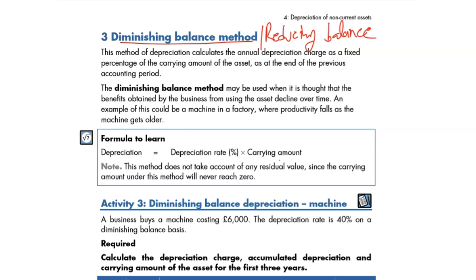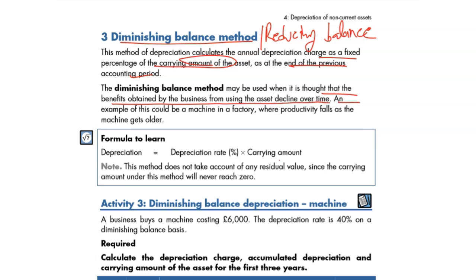Let's read what they are saying. This method calculates the annual depreciation charge as a fixed percentage on the carrying amount of the asset at the end of the previous year. The diminishing balance method may be used when it is thought that the benefits obtained by the business from using an asset decline over time. What do you mean by that? Like you use your assets heavily in the first few years, and in later years you cannot use them heavily. It declines and you can use less.